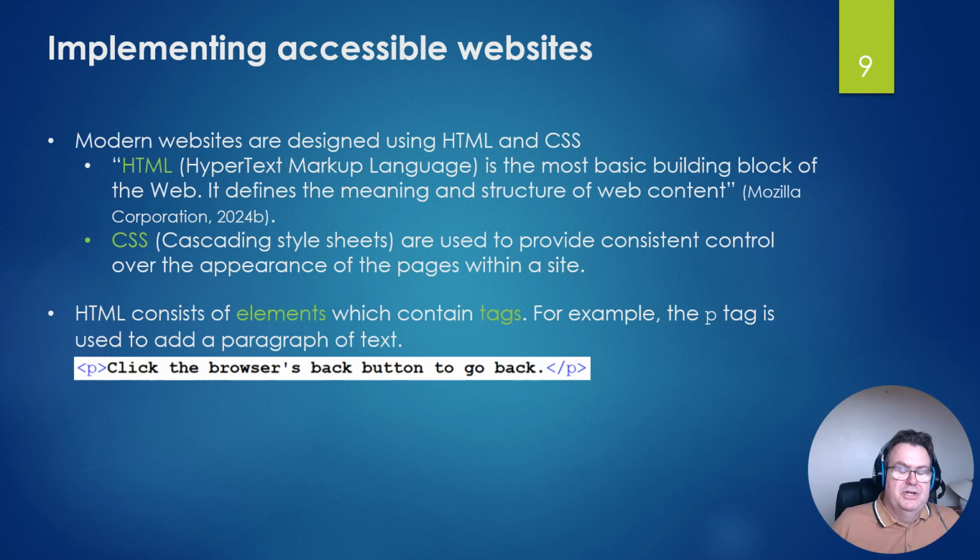So HTML consists of elements that have tags. For example, there's an HTML element in this white box, which has the P tag, opening and closing tags within these angle brackets, and inside it you have the content of that element, which is the text that you're adding. P is short for paragraph, so it just adds a paragraph of text, and it could be text about anything.